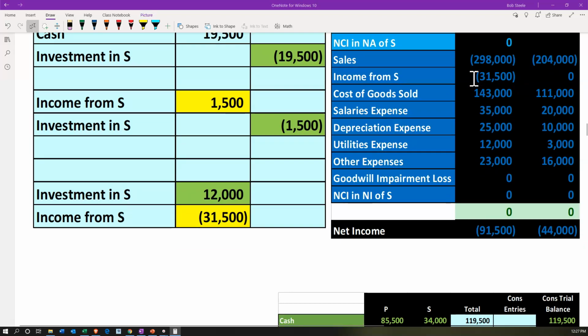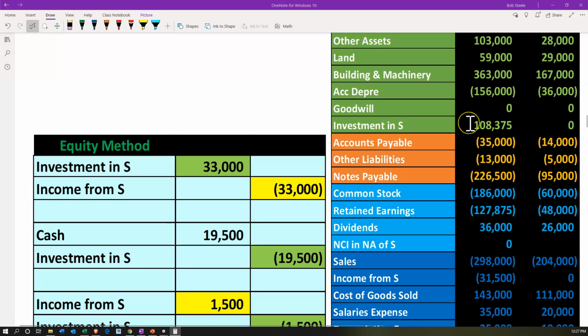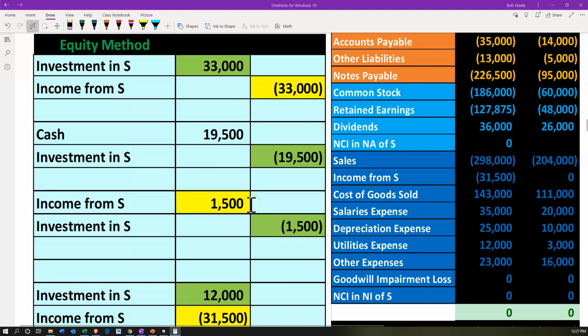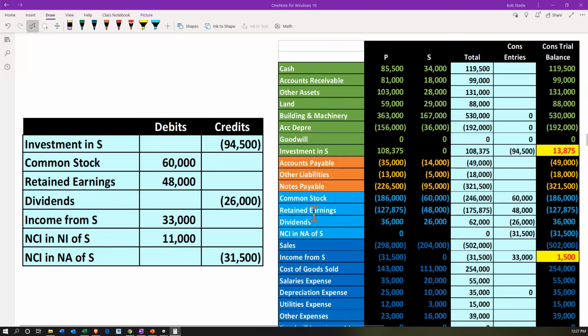That makes sense. So once we do the elimination entries, we know that these two accounts, this one and this one up top, need to go to 0. This, if we reconstruct the equity method, will help us to deconstruct these if we have any problems, because we can see how they were basically put together. All right, so then let's go on down and let's start doing our transactions down below.